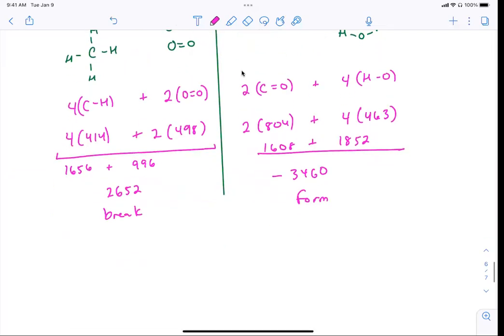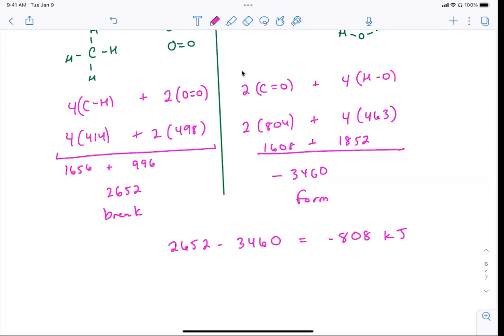So the overall value here is 2,652 minus 3,460. Someone want to calculate that for me? Negative 808. Okay. So the reactants are positive because you're breaking bonds. The products are negative because you're making bonds, so you're releasing energy.